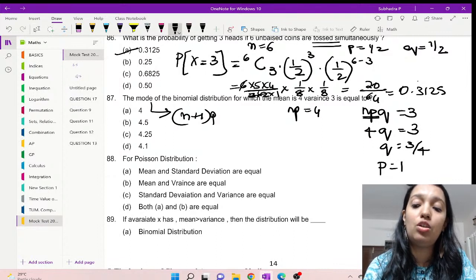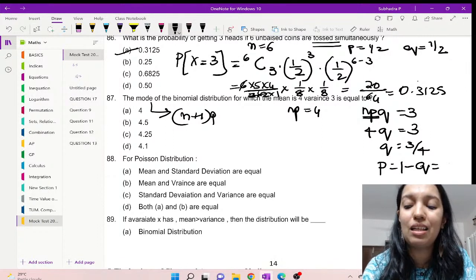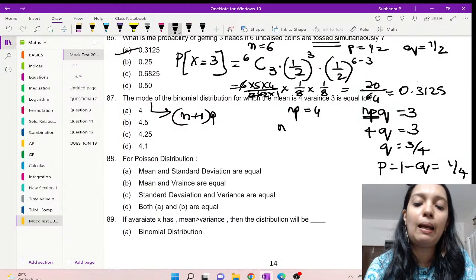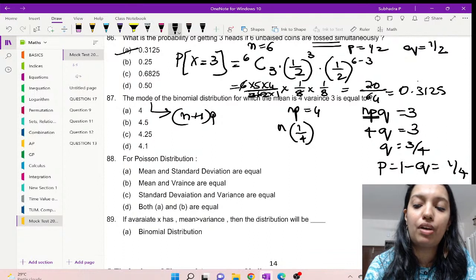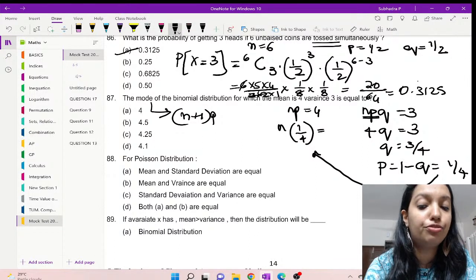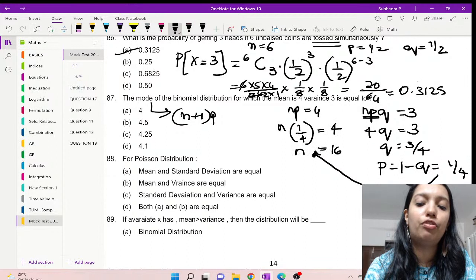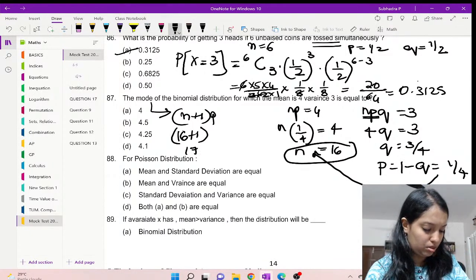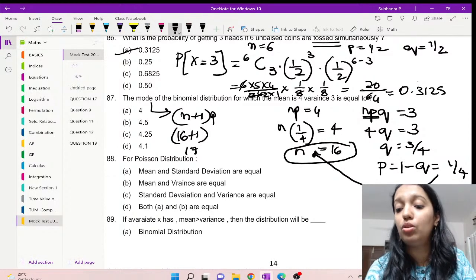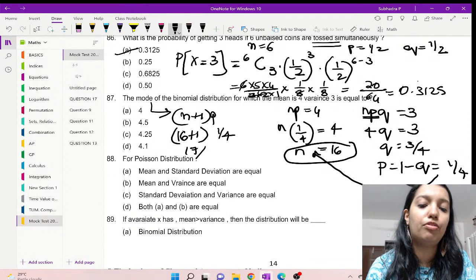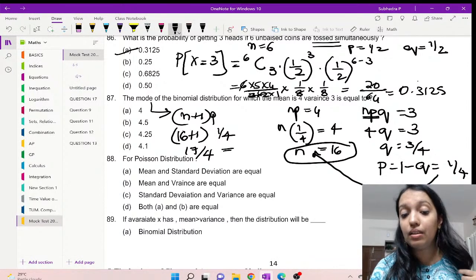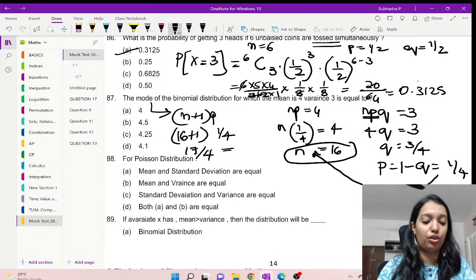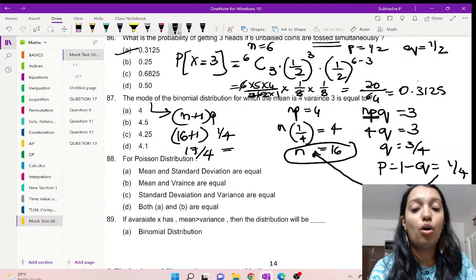That means p value is 1 minus q, which is 1 minus 3 by 4, 1 by 4. So n into 1 by 4 is equal to 4, so n value is equal to 4 4s are 16. So this will be 16 plus 1, 17 into p value. What is p for binomial distribution? Have they given it? No. P value we already considered to be 1 by 4. So your final answer is 17 divided by 4. But remember, 17 divided by 4, you will get 4.25.